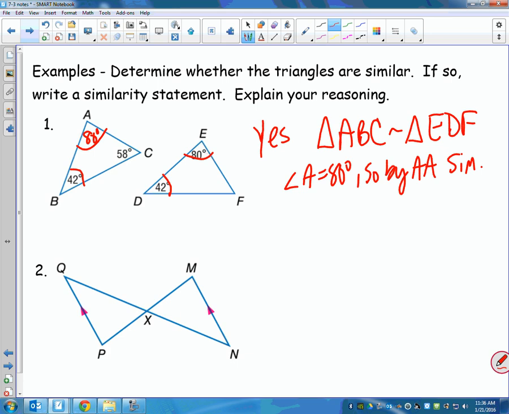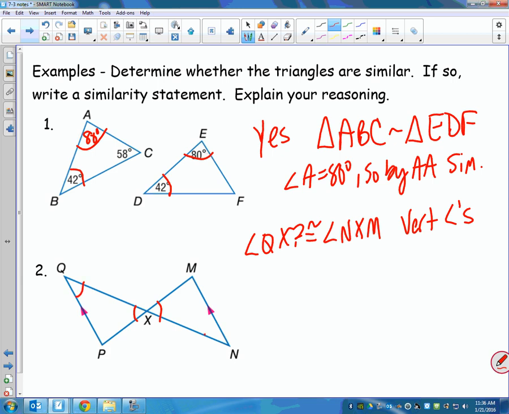What about number 2? They don't give me any angles. Can I prove that these angles are congruent? We definitely could use vertical angles. So angle QXC is congruent to angle NXM by vertical angles. It does say explain your reasoning, right? You need to say vertical angles, how you know that. And then because they give you parallel lines, you could use alternate interior angles.